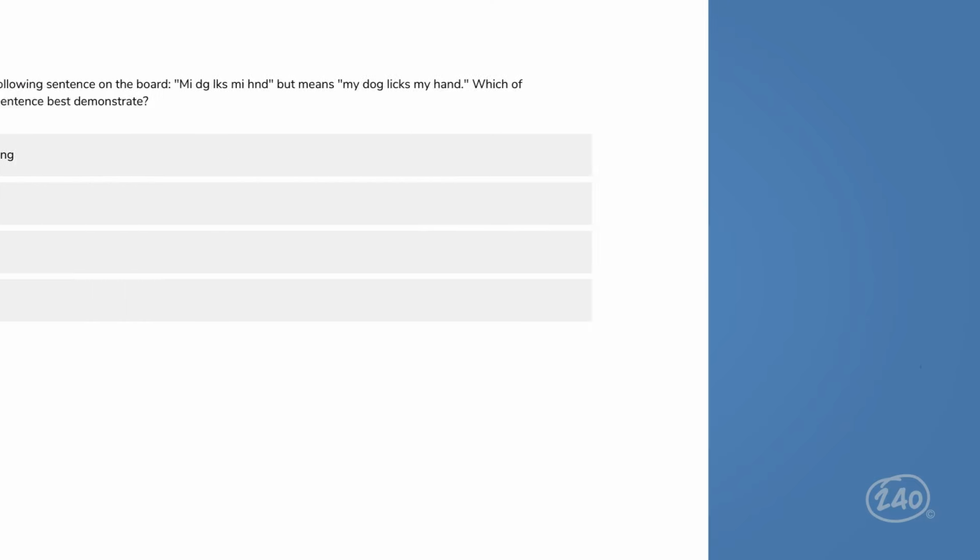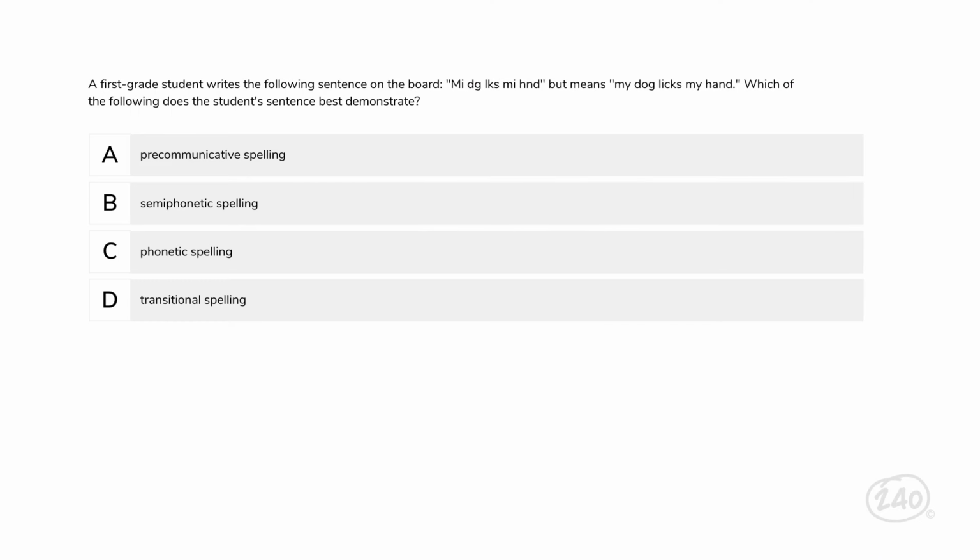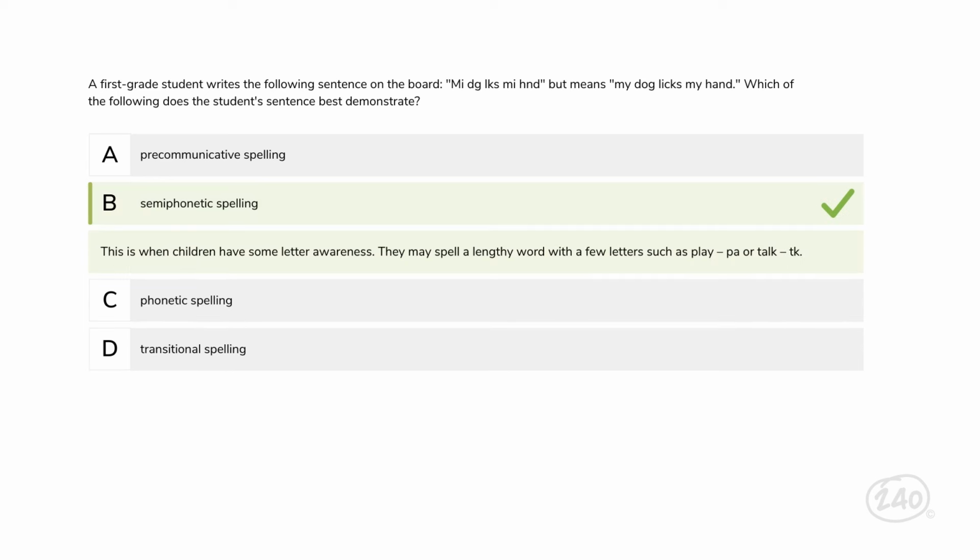Let's check one out. A first grade student writes the following sentence on the board, but means my dog licks my hand. Which of the following does the student's sentence best demonstrate? Pre-communicative spelling, semi-phonetic spelling, phonetic spelling, transitional spelling? This is the right choice. This stage is when children have some letter awareness. They may spell a lengthy word with a few letters, such as play as PA or talk as TK.